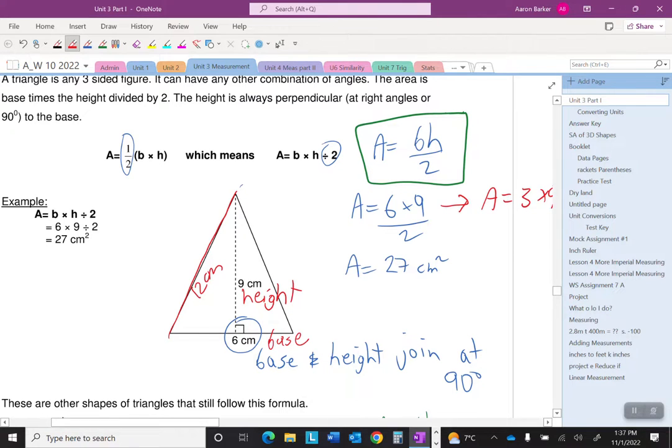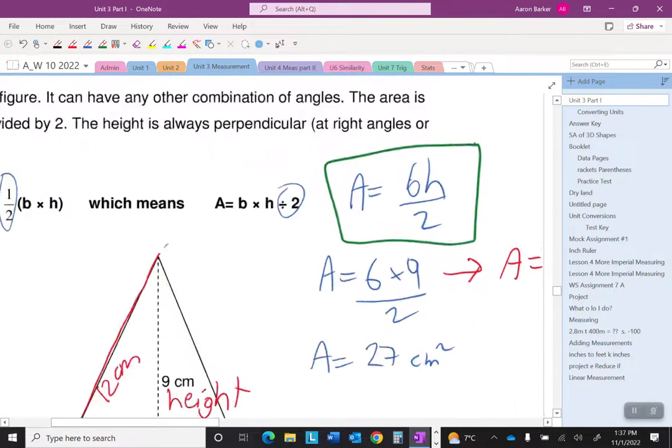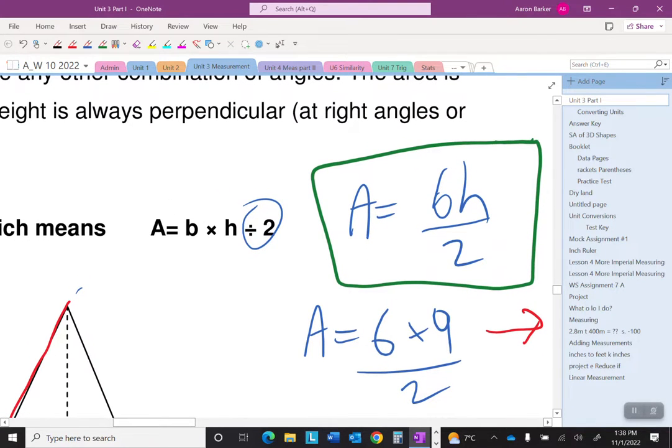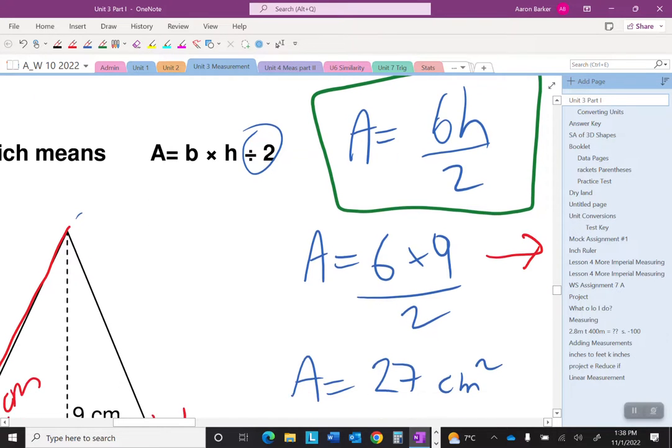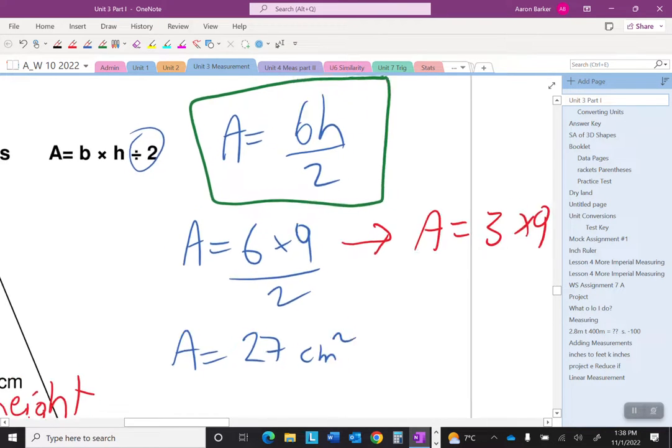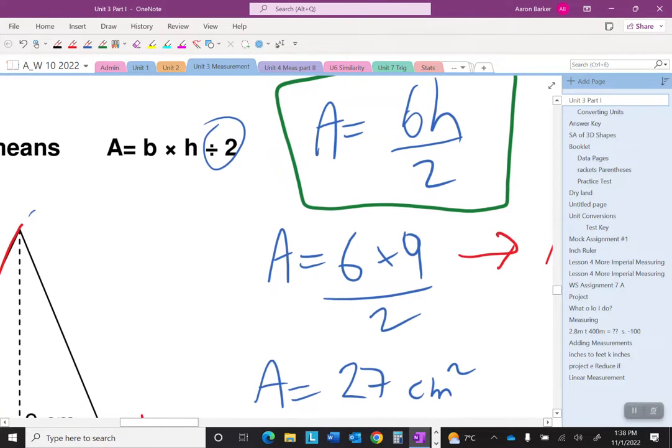So for us, formula, substitute, solve. There's our formula. Base times height divided by 2. We substitute in. We get 6 times 9 divided by 2. That's our substitution. And what's the last part? Solve. So we can get 6 times 9 is 54. Divided by 2 is 27.